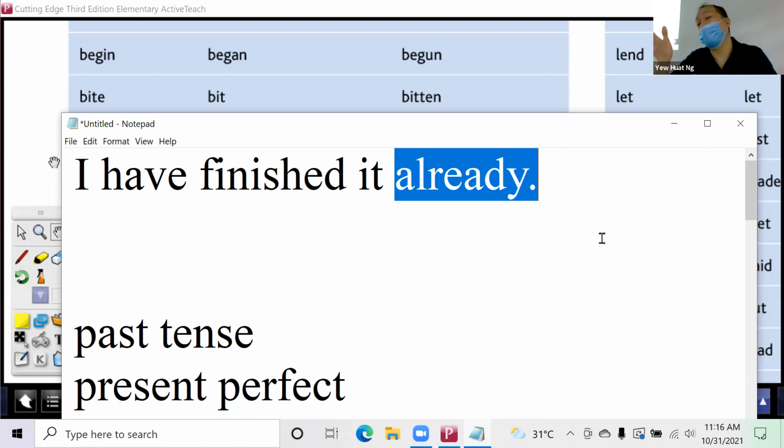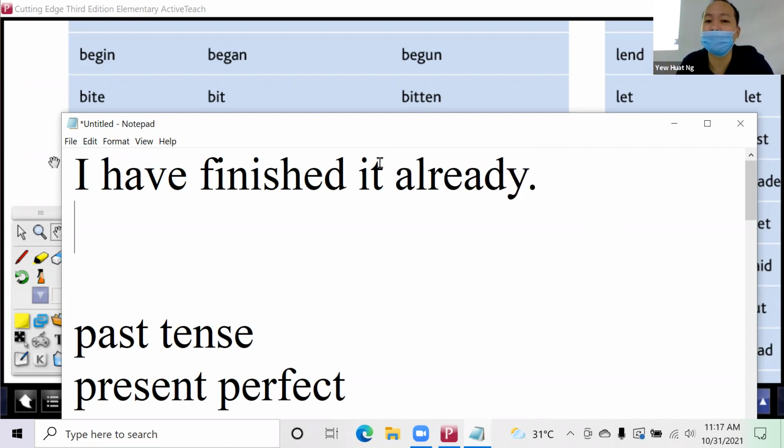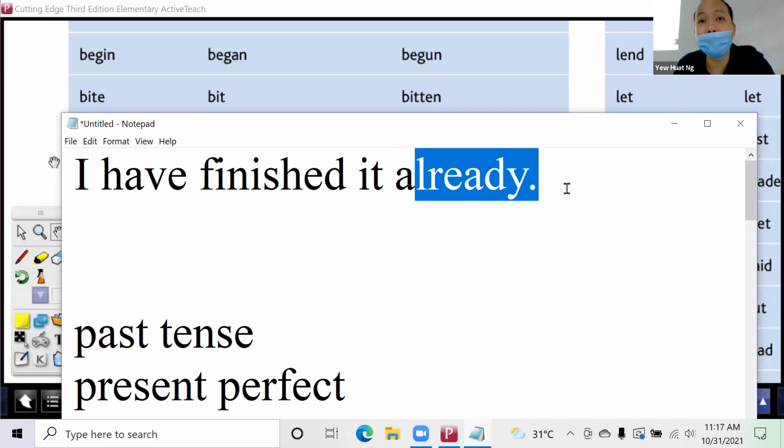So when you say 我跟你说了，我已经做完了. So this is in English: Oh, I have finished it already. So this "already" and this "have", the meaning is the same, but when I put this "already" in, it's for emphasis. It's to tell people very clearly it's done.